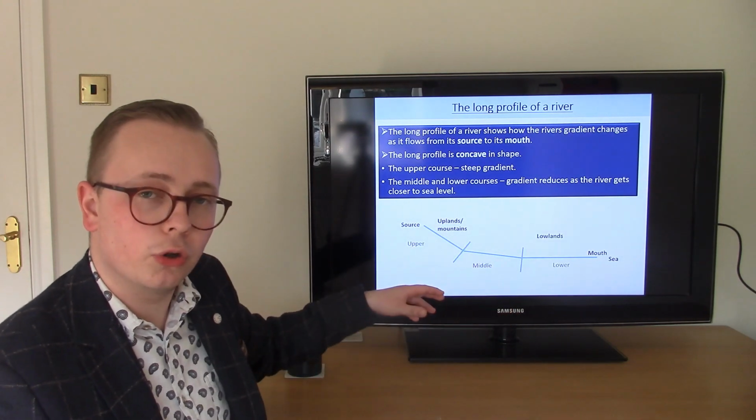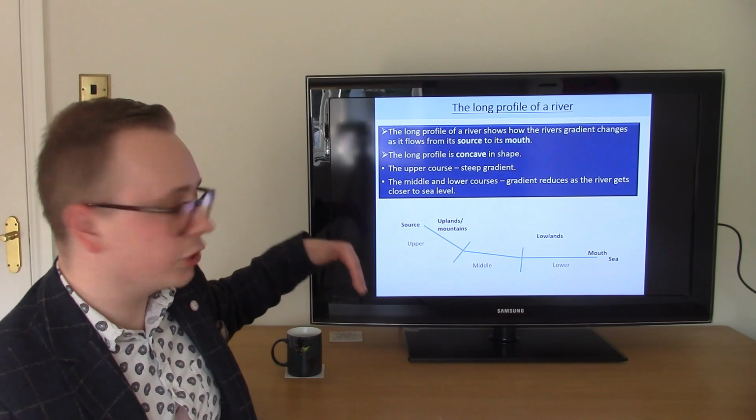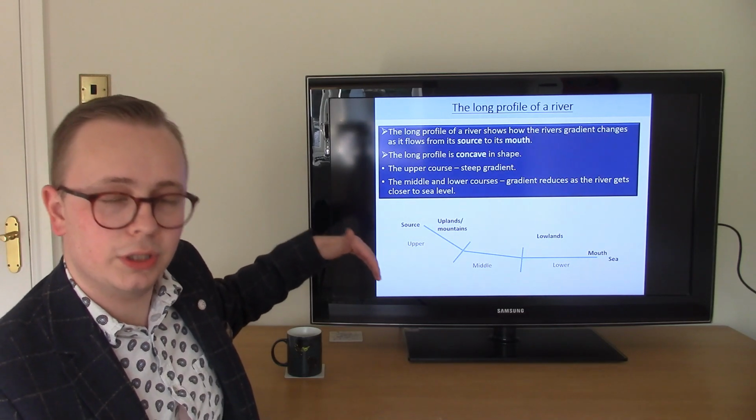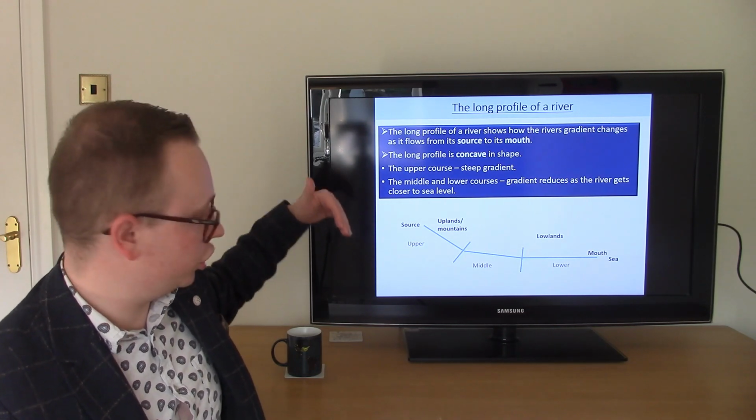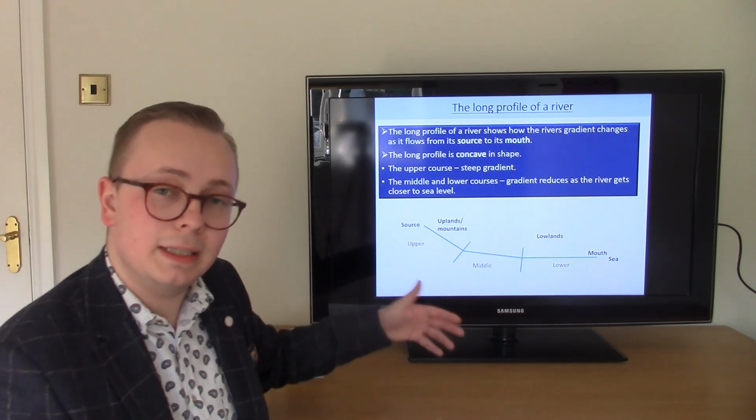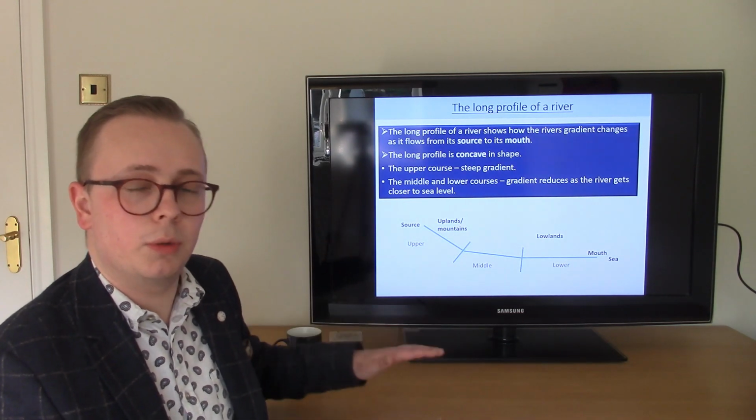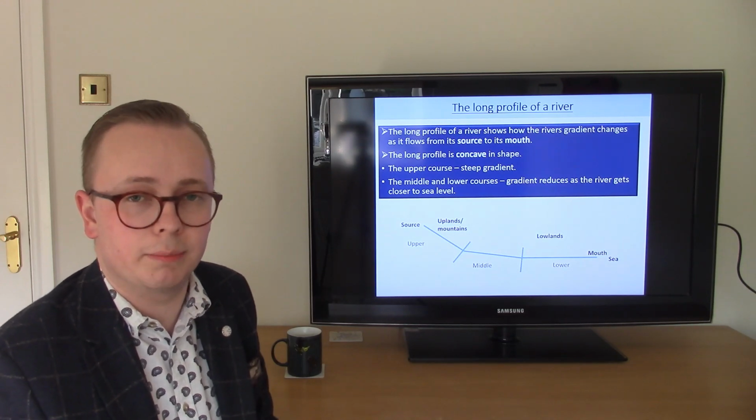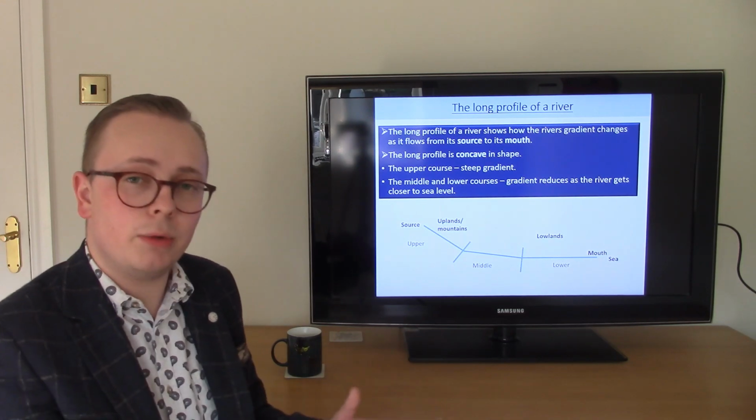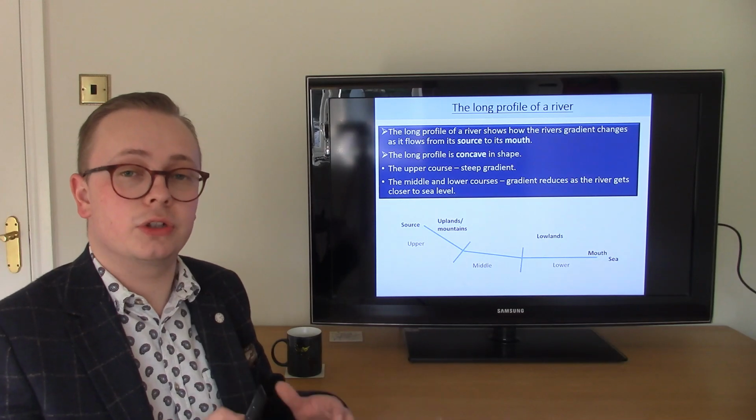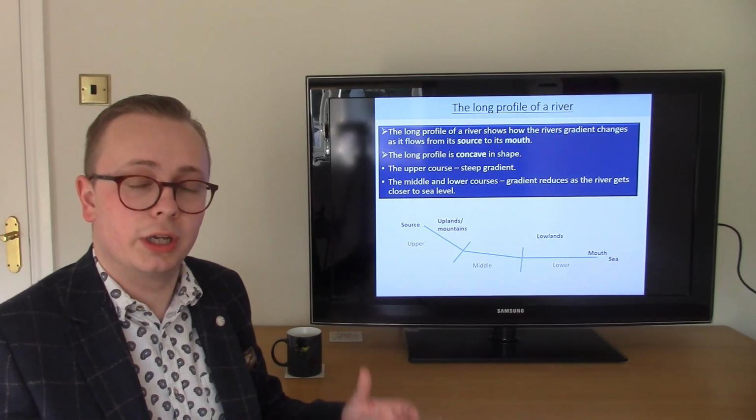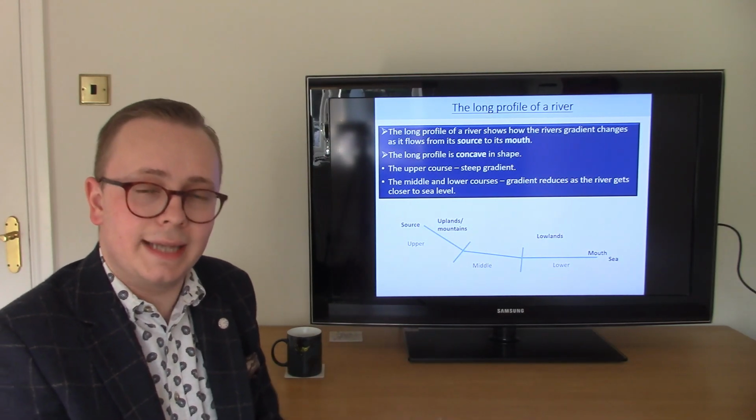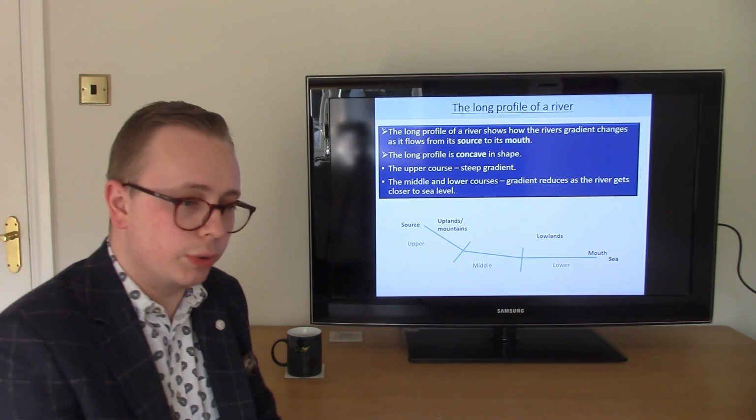Now in the upper course, the river gradient is very steep. It's very high above sea level, it's a mountainous area, it's got a steep gradient. But as we move to the middle and lower courses, that gradient becomes increasingly flat. And that's due to the type of erosion that's taking place there. Up in the mountains, high above sea level, there is a lot of gravitational potential energy wanting to pull that river down towards sea level. The river's goal is to reach the sea.